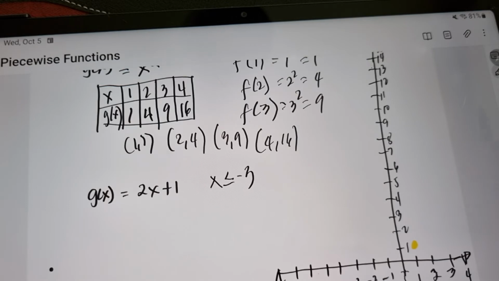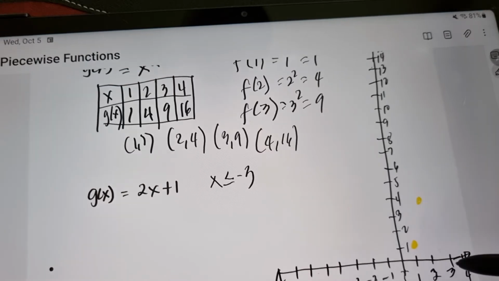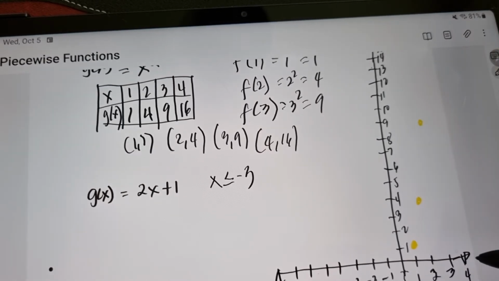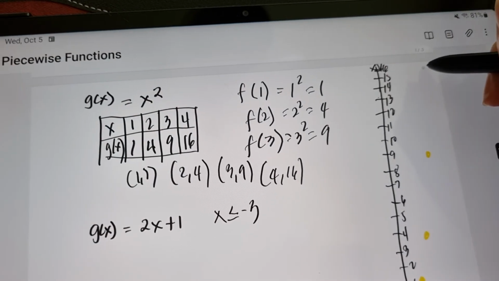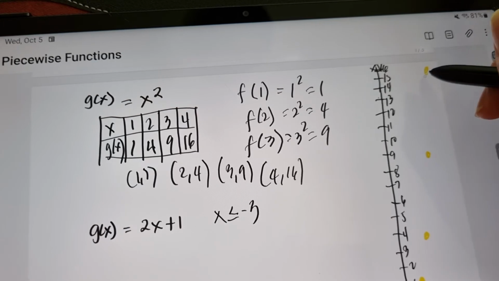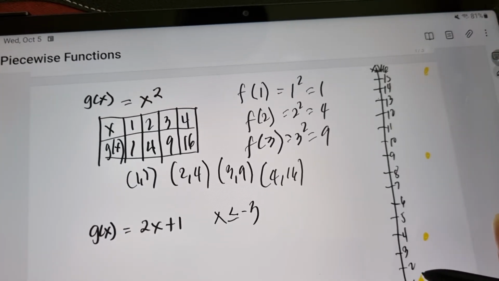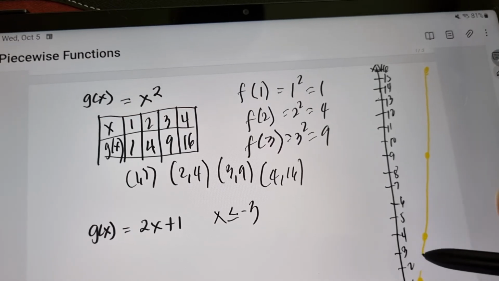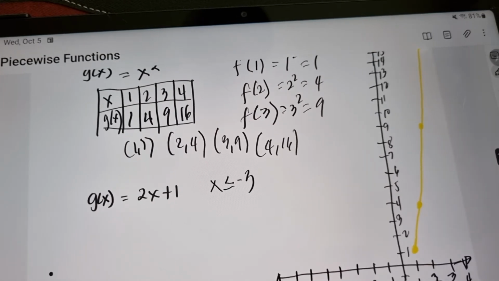Okay? Then, 2, 4. And then, 3, 9. 4, 16. Okay, sabihin na lang natin doon sa taas, 16, dito. So, pag i-connect natin yan, mula lang dito ang graph natin. Kukonek lang natin papunta dyan. Ayan, hanggang dyan. Okay, so yan ang graph niya ngayon.